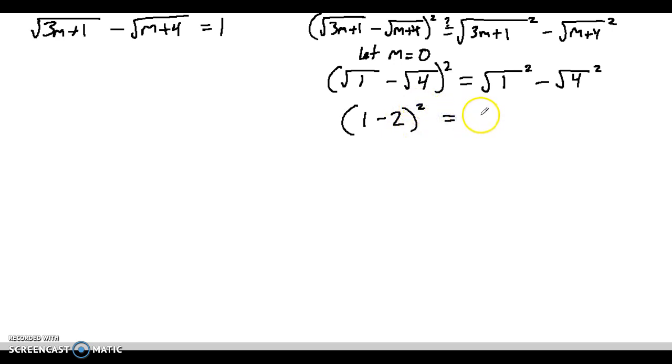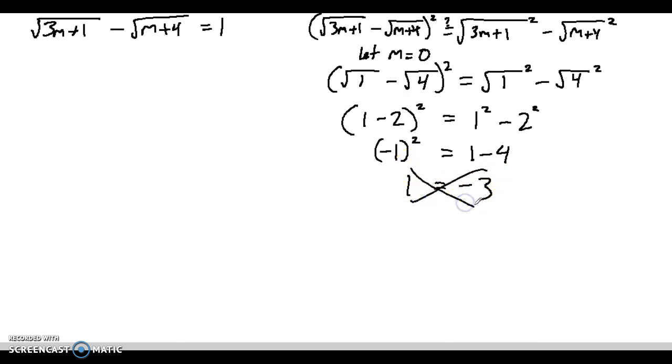On the right, square root of 1 is 1, but we're squaring that. Square root of 4 is 2, and we're squaring that. 1 squared is 1, 2 squared is 4. 1 minus 4 is negative 3. So on the left, we have negative 1 squared, which is just positive 1. On the right, we have negative 3. Those are not equal, so this operation that we did up here is invalid.